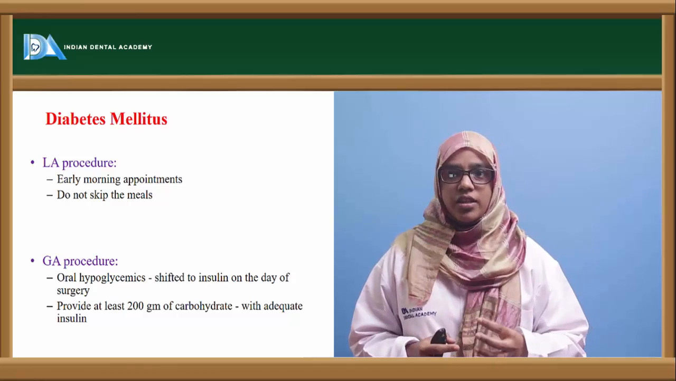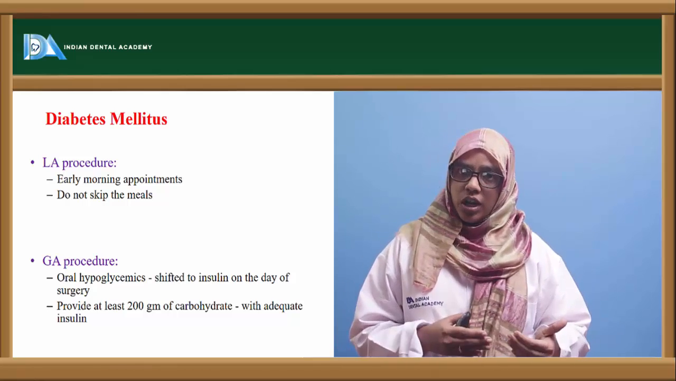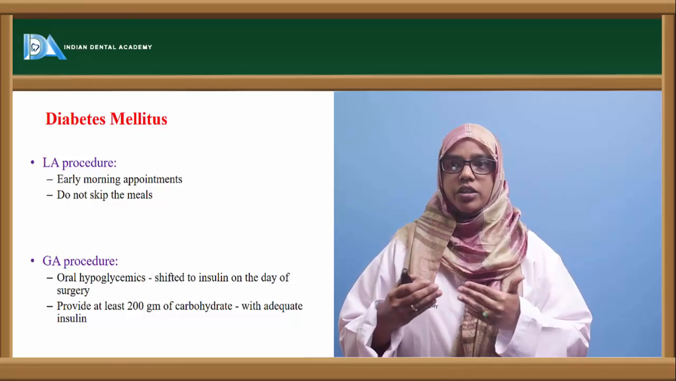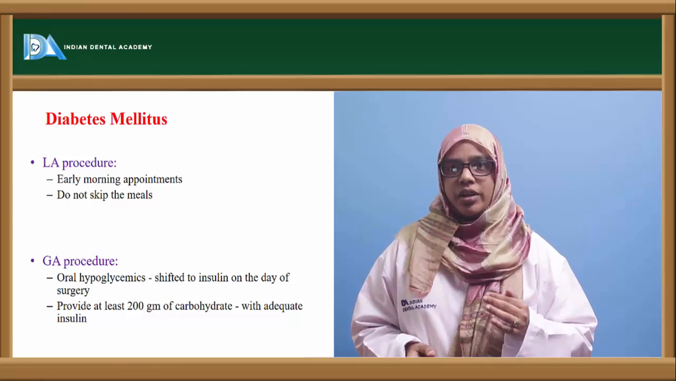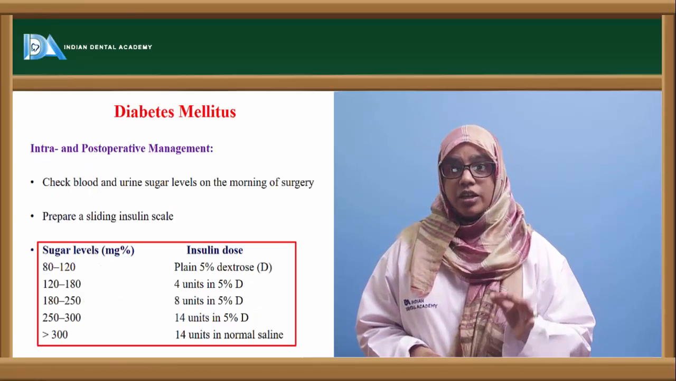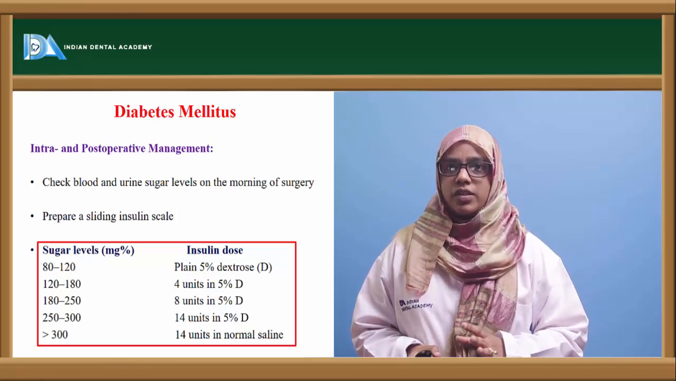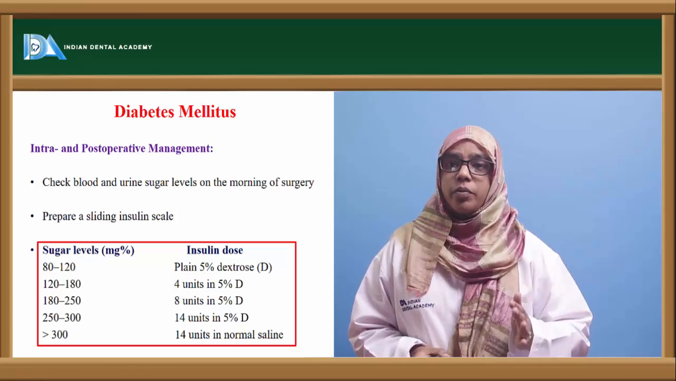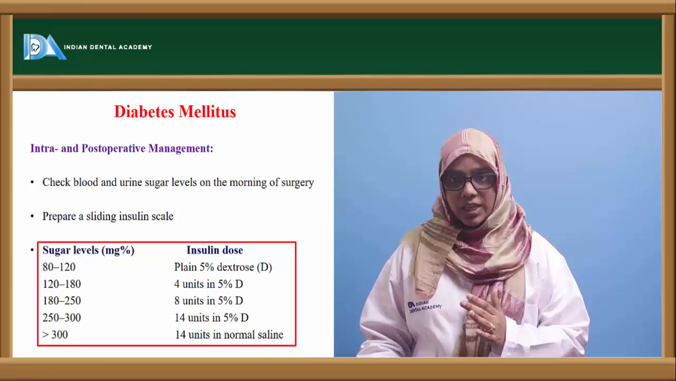If the procedure is done under general anesthesia and the patient is on an oral hypoglycemic, you will shift to insulin on the day of surgery. Provide at least 200 grams of carbohydrate with adequate insulin. Check the blood and urine sugar level intraoperatively as well as postoperatively, and prepare a sliding insulin scale depending upon the blood glucose level.